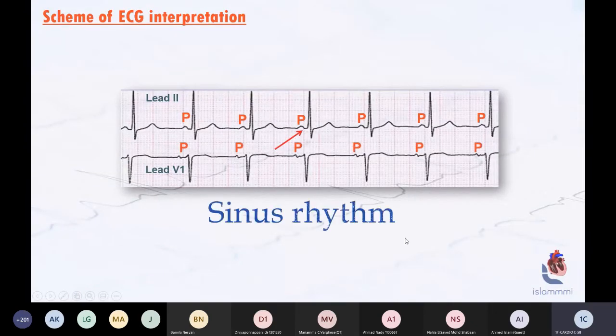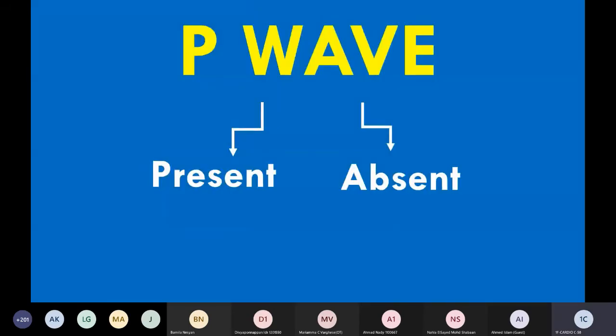So this is the P wave. If you have a strip like this, this is nothing but normal sinus cardiac rhythm. As I told you before, you always have to keep the sinus rhythm in your mind, and throughout the coming presentation, I will always put the normal rhythm in front of you in order to compare with the abnormal rhythm.